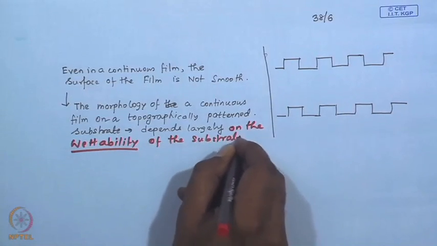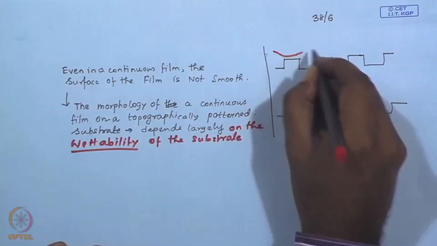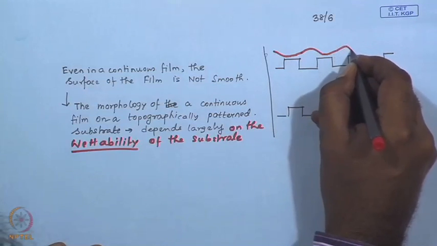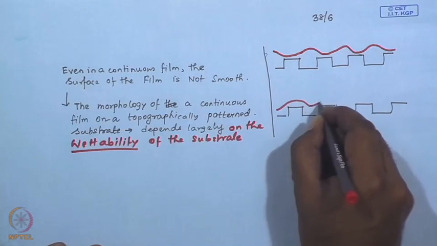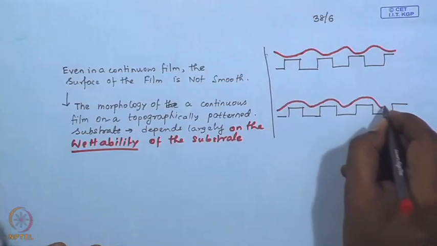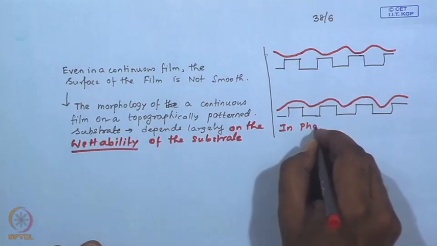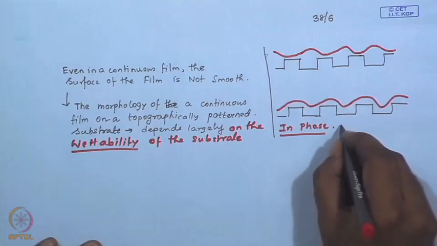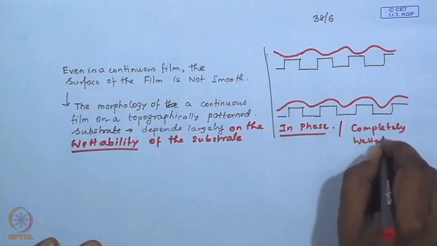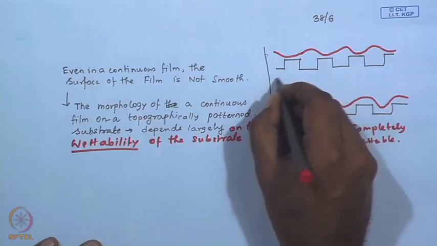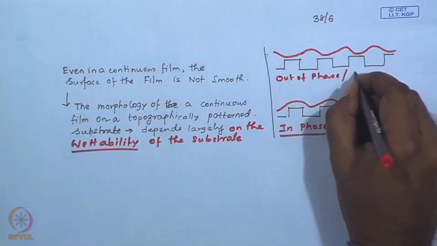So, we have talked and we have shown recently in this paper that the structures will look like this. So, you will have a film with an undulating top surface and the undulations will be in phase with the substrate patterns only when the substrate is completely wettable. In contrast, the structures or the undulations will be out of phase if the substrate is partially wettable.